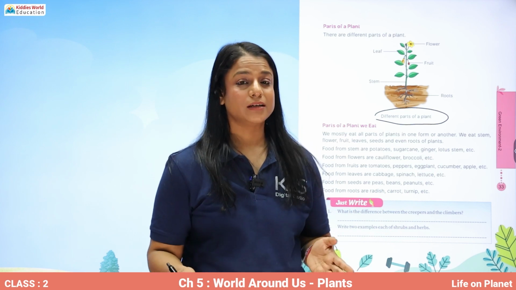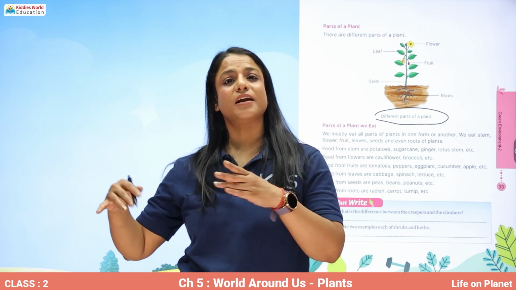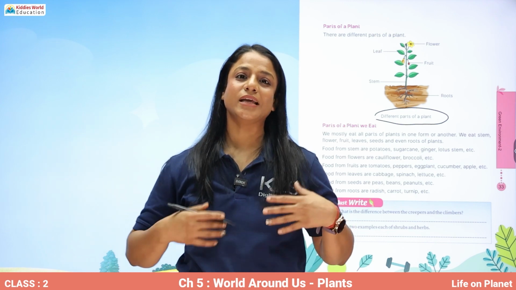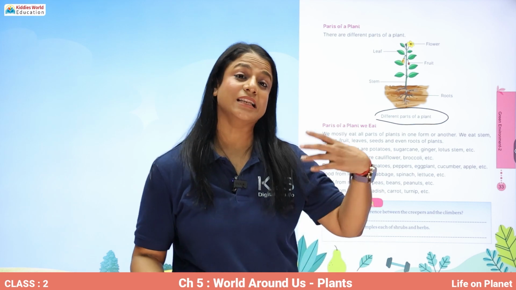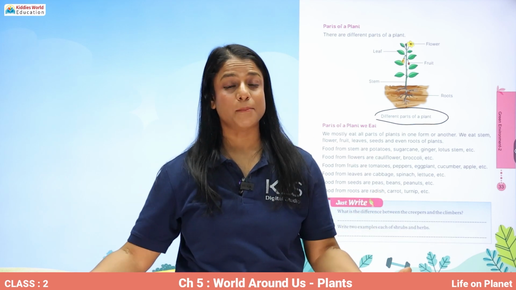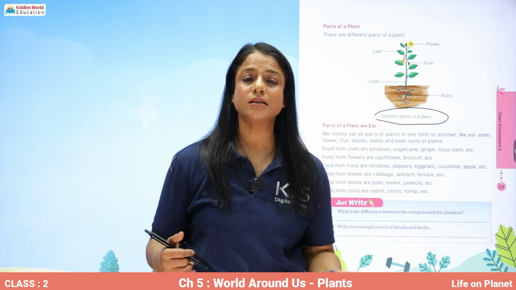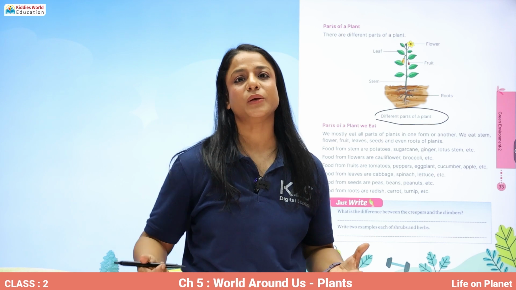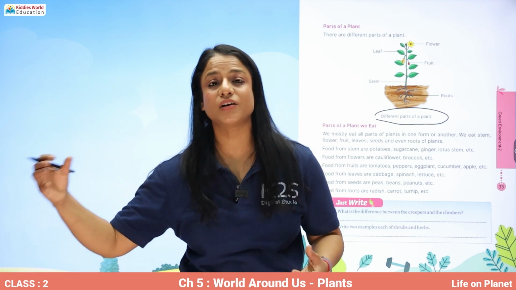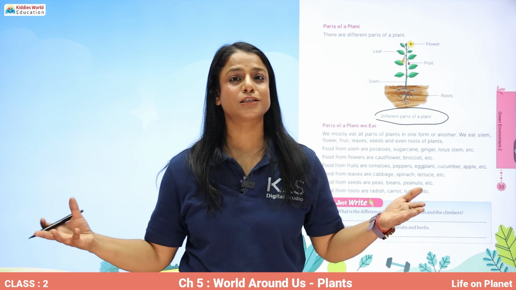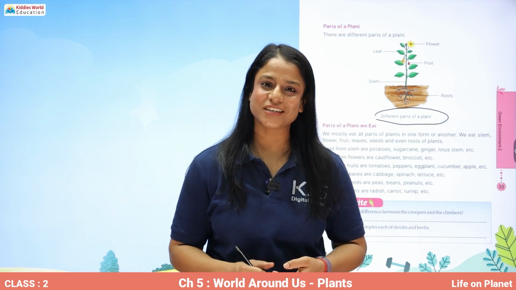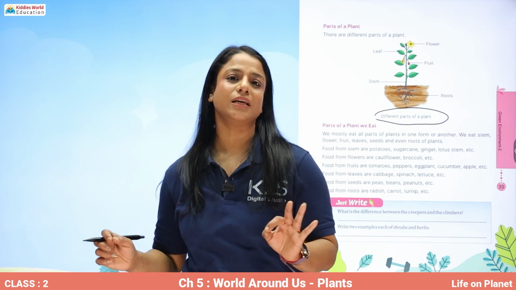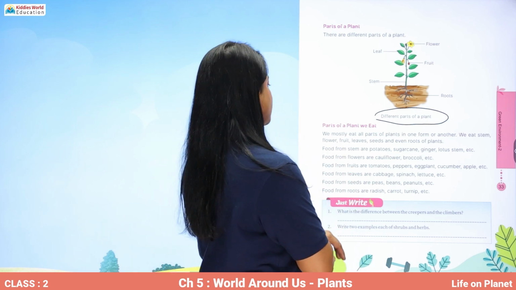And you know what? We eat different parts in different plants. In some plants, we eat the leaf of that plant. In some plants, we eat the root. In some plants, we eat its stem. In some of them, we eat its flower. And in some of them, we eat its fruit. Isn't that interesting? So let's find out which part of the plant we eat in different plants.